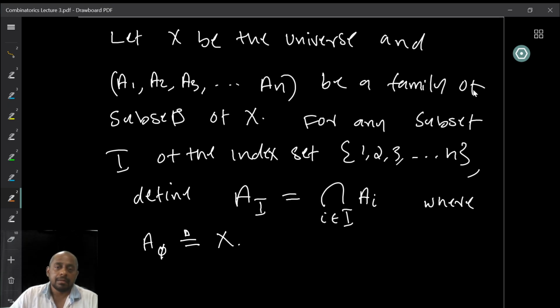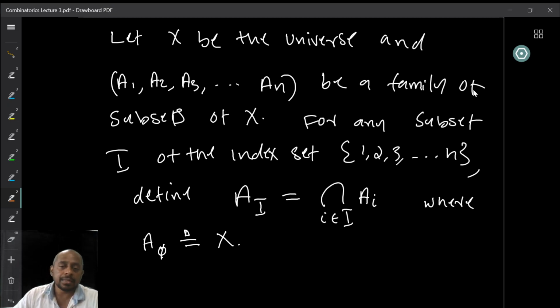Okay. Now for any subset, let's say I, of the index set, right? Because A1, A2, etc. are indexed by 1 to n. So take the index set 1 to n and then take any subset I of the index set. So we define A subscript capital I to be the intersection of all the A_i's where the index i is in the set I.